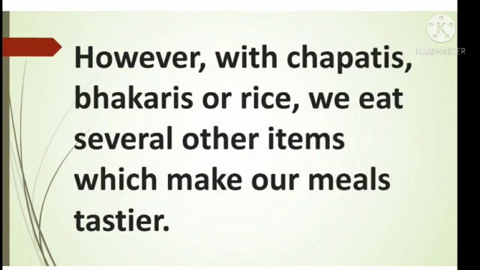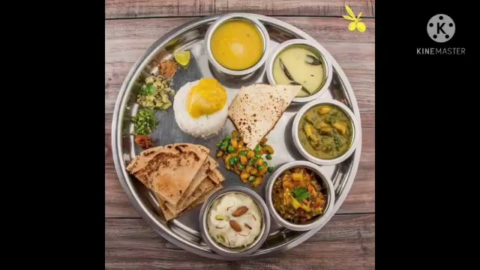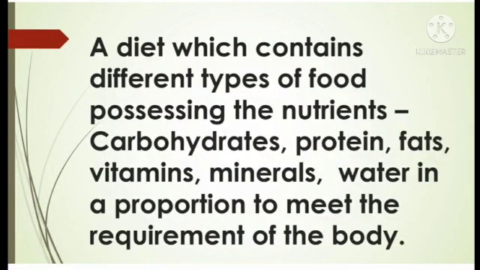However, with chapatis, bhakris, or rice, we eat several other items which make our meals tastier. Besides, for reasons of good health, it is important to include these food items in our meals. A diet which contains different types of food possessing the nutrients like carbohydrates, protein, fats, vitamins, minerals, water in a proportion to meet the requirement of the body.